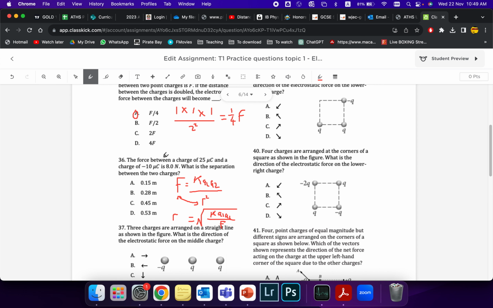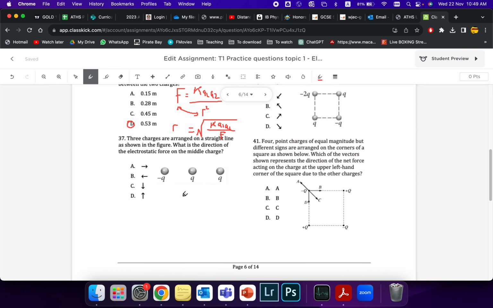So I'm just going to write 9 times 10 to the 9 multiplied by 25 micro. 25 times 10 to the minus 6 times 10 to the minus 6. Micro is minus 6, multiplied by 10 to the minus 6. It's going to take forever to write it out. Divided by 8. Taking the square root, I have already solved this. You should get 0.53. So you can check that yourself.